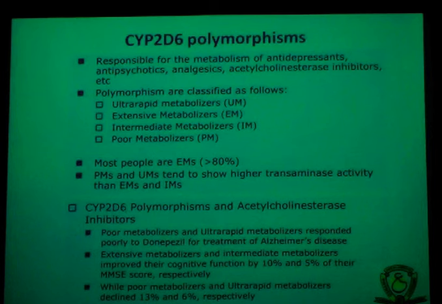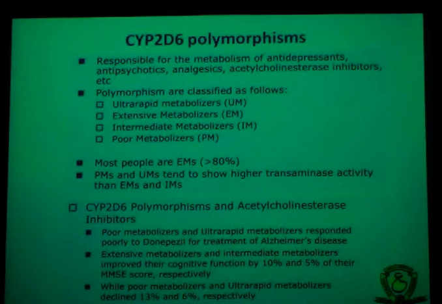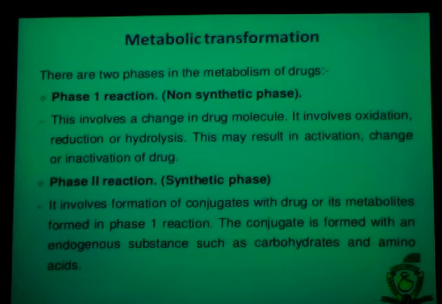So the example here is CYP2D6 polymorphisms. Before, we took the example of alcohol metabolism, but here it is with acetylcholinesterase inhibitors. They affect how this drug acts, either by metabolization or clearance in different cases, like here in Alzheimer's, where extensive metabolizers and intermediate metabolizers, cognitive function was improved significantly. While ultra metabolizers and poor metabolizers, you don't see any enhanced cognitive abilities. This is how polymorphisms influence the drug treatment.